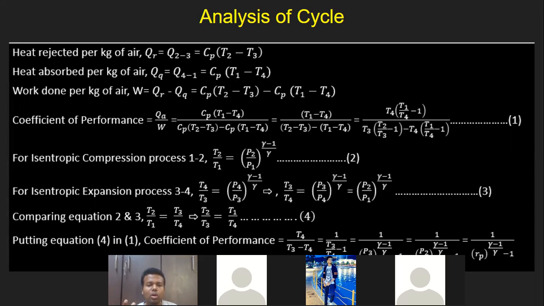Out of 50 kilojoule, the engine may convert 30 kilojoule into work, and 20 kilojoule it will reject. So out of 50, 20 is rejected. So what is the power? 50 minus 20, that is 30, is the power.